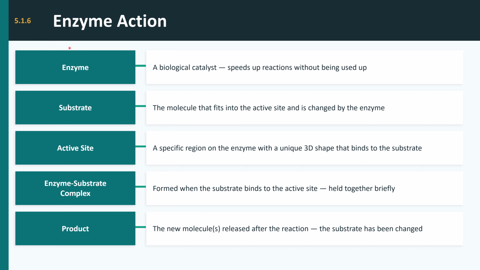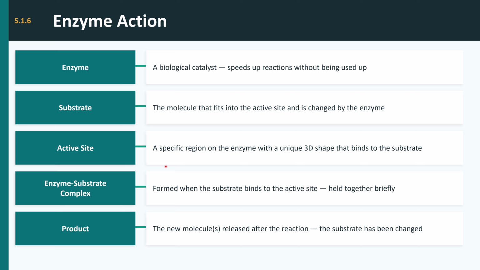5.1.6, that is enzyme action. Let's explain the components of enzymes one by one. Enzyme: a biological catalyst that speeds up reactions without being used up. Substrate: the molecule that fits into the active site and is changed by the enzyme.